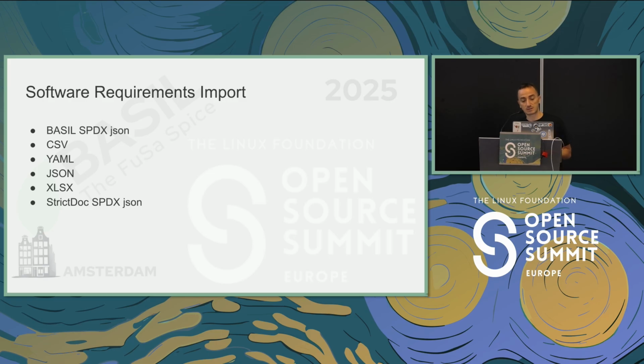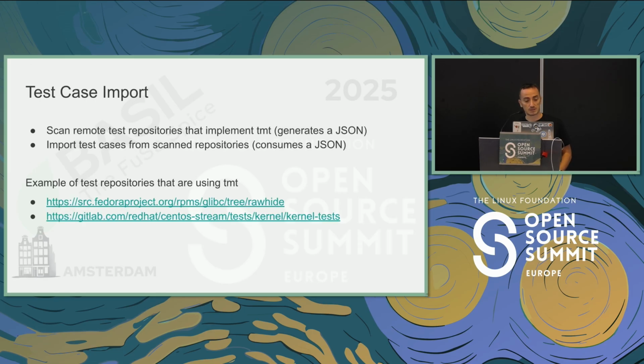As I said before, it's now possible to import software requirements. The supported formats are CSV, YAML, JSON, spreadsheet, and StrictDoc SPDX JSON, but also the SPDX generated by BASIL itself.